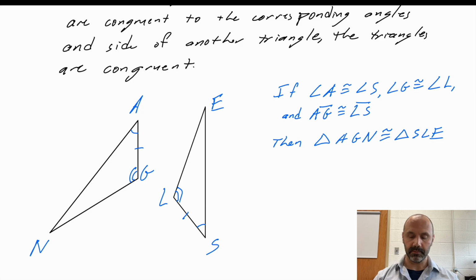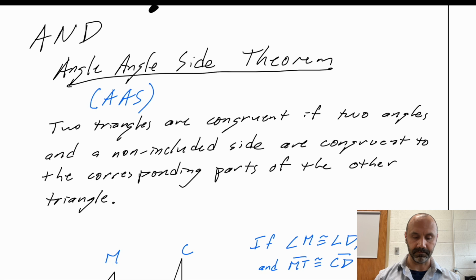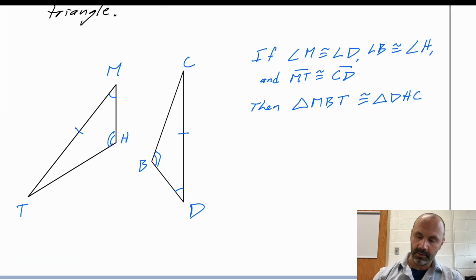Then directly from this, we can also get the angle-angle-side theorem. This one's a theorem because you can prove it, and that might be part of an exercise somewhere, actually going through the proof. But it's based on the same kind of reasoning. If we have two angles that are congruent to two other angles, and a non-included side is congruent to the corresponding side of another triangle, then we know that those two triangles are congruent.